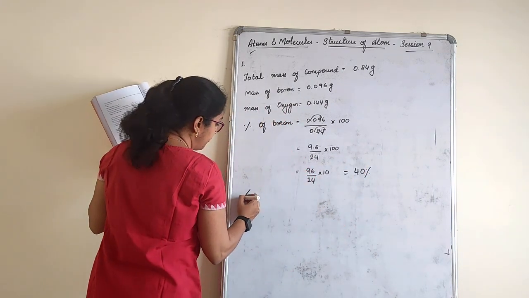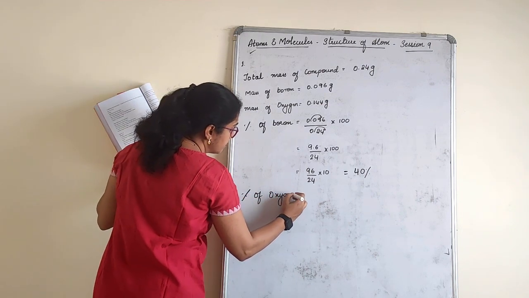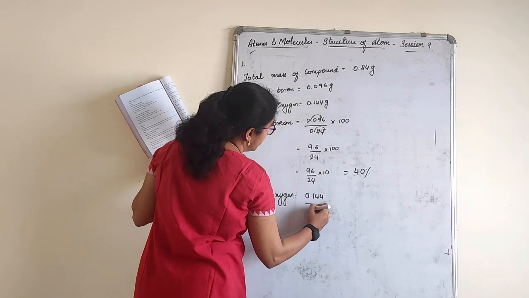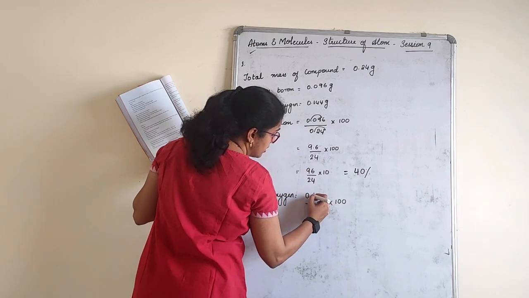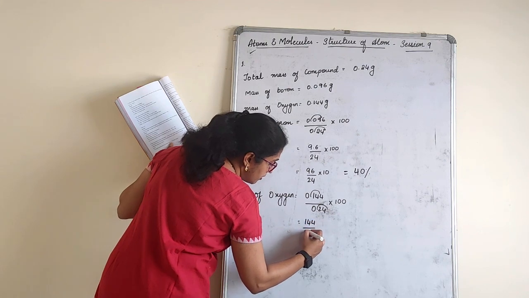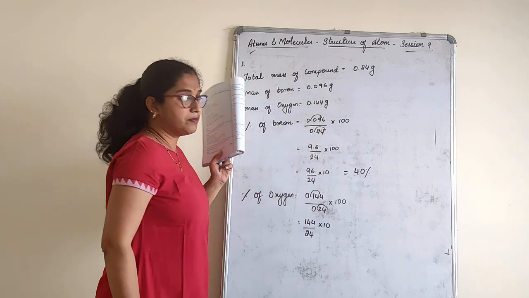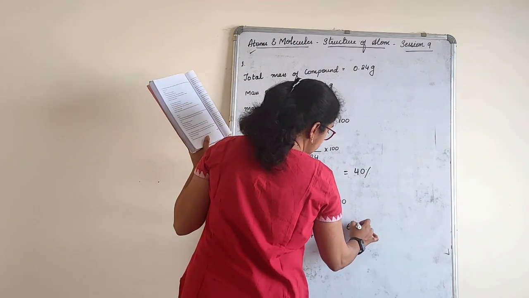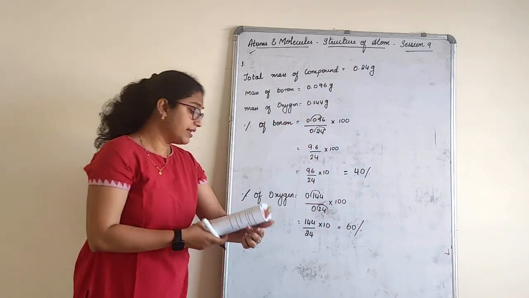Now similarly, the percentage of oxygen is 0.144 divided by 0.24 into 100. Two decimals, two decimals. So this is 144 divided by 24 into 10, same as the previous one. The answer I will get is 60%. Very simple and direct sum. Next one.